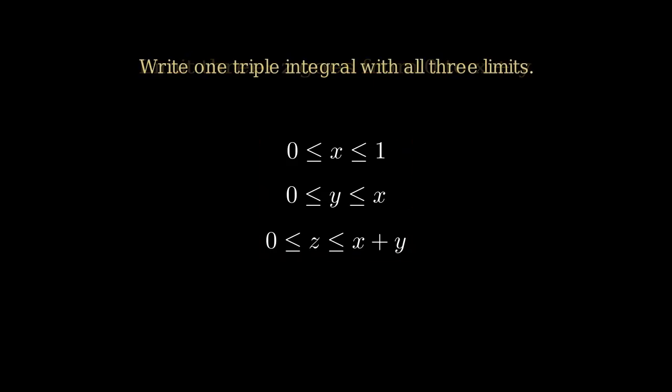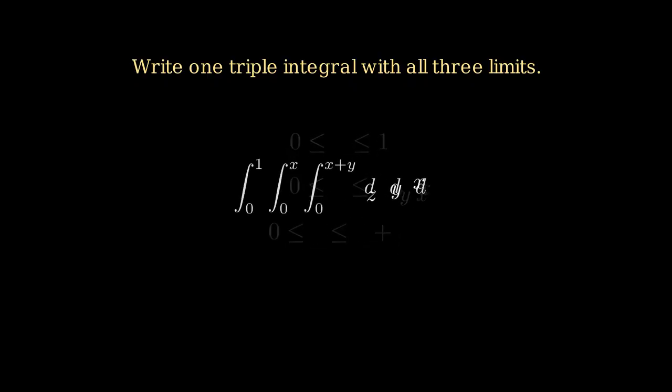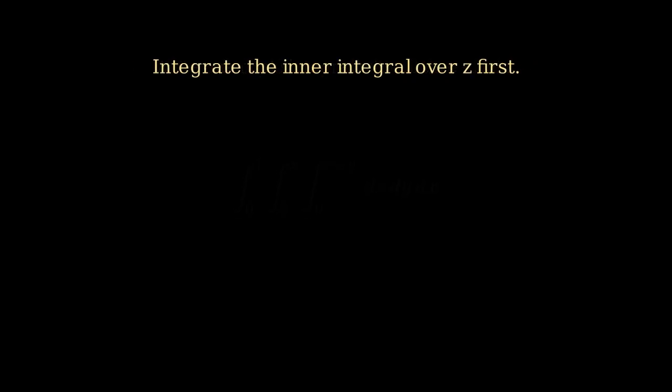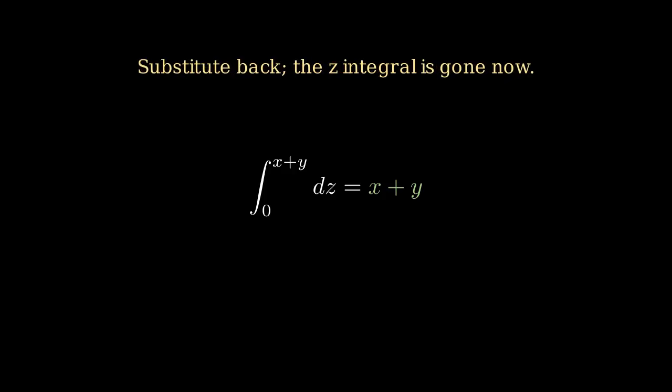Now we write this as one triple integral. Integral from x equals 0 to 1 of integral from y equals 0 to x of integral from z equals 0 to the quantity x plus y of dz, dy, dx. We integrate the innermost variable first, which is z. Integral of dz from 0 to the quantity x plus y equals x plus y. We substitute this result back into the integral, which removes the z integral completely.